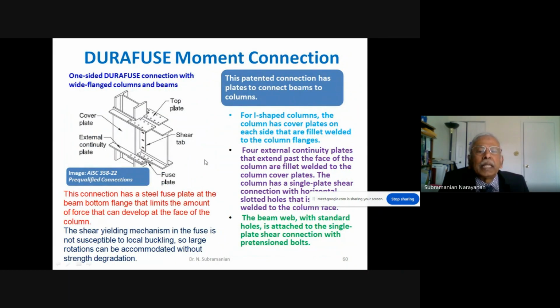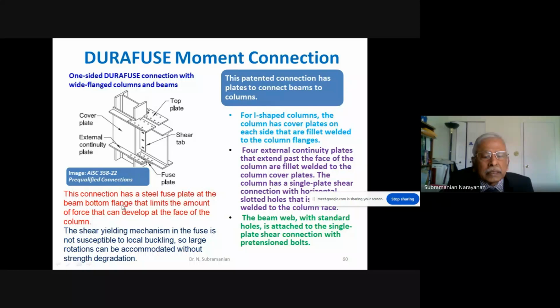So we will see an actual system that has been developed and also presented in the AISC 358-22 edition of the code. This is called the DuraFuse moment connection. Of course, there are different figures. This shows a one-sided DuraFuse connection with wide flange columns and beams. So you see that there are a lot of plates, and there is also a plate here. This is called a fuse plate.